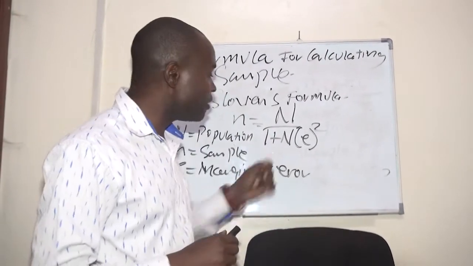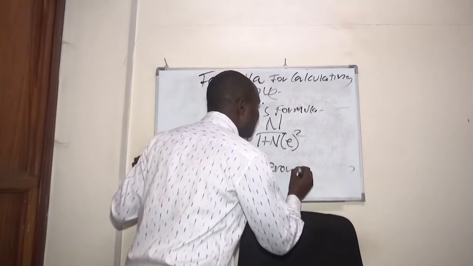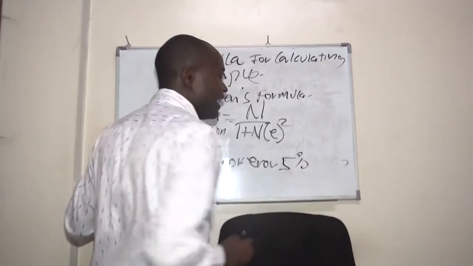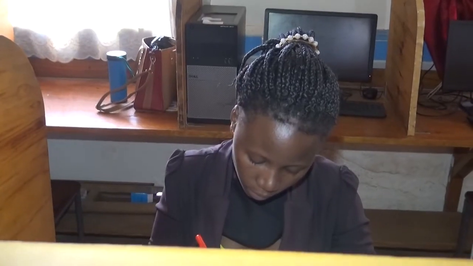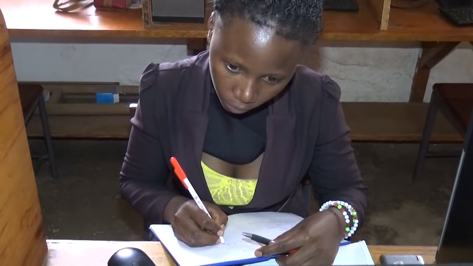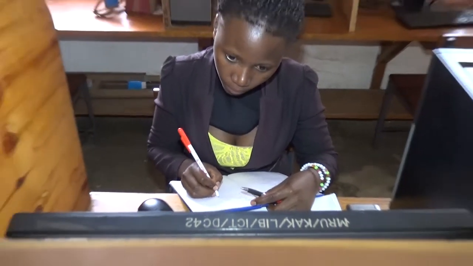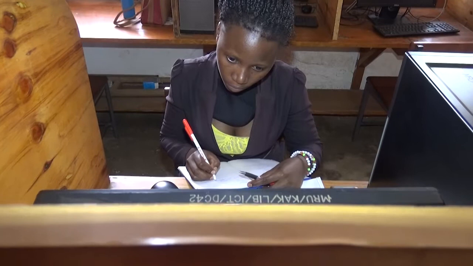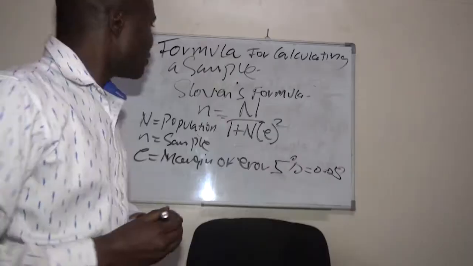Margin of error is internationally recognized as 5%, meaning that whatever we do is 95% accurate. The 5% is the margin of error. This can be translated into 0.05: if you take 5 and divide by 100, you get 0.05.